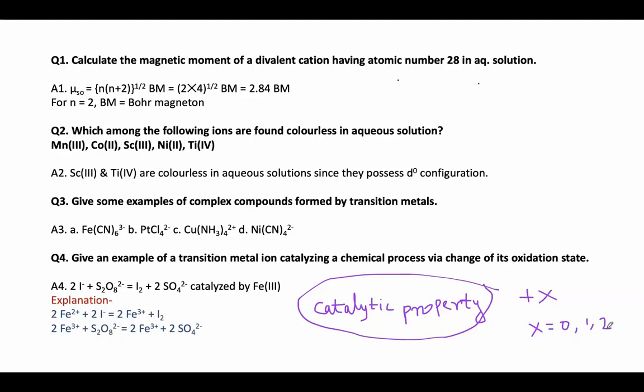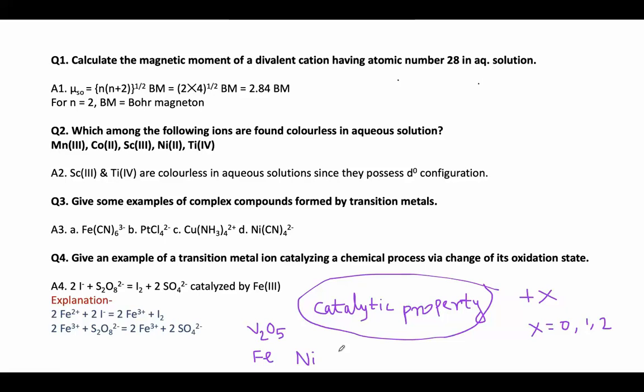In the contact process, vanadium oxide, which is V2O5, is actually a catalyst. Also, finely divided iron in the Haber-Bosch process to form ammonia is also a catalyst. Also, Raney nickel is one of the very well-known catalysts for catalytic hydrogenation of olefins. So these are the basic examples of transition metals which are acting as catalysts.